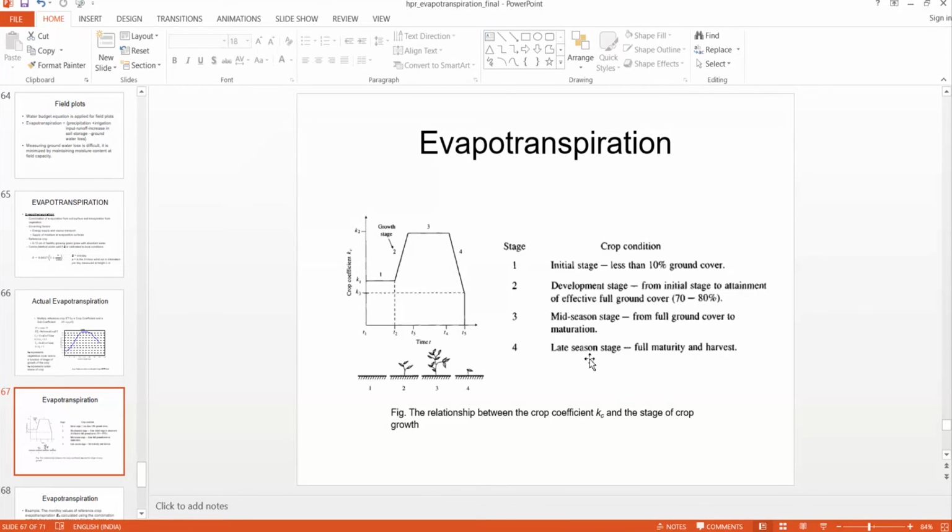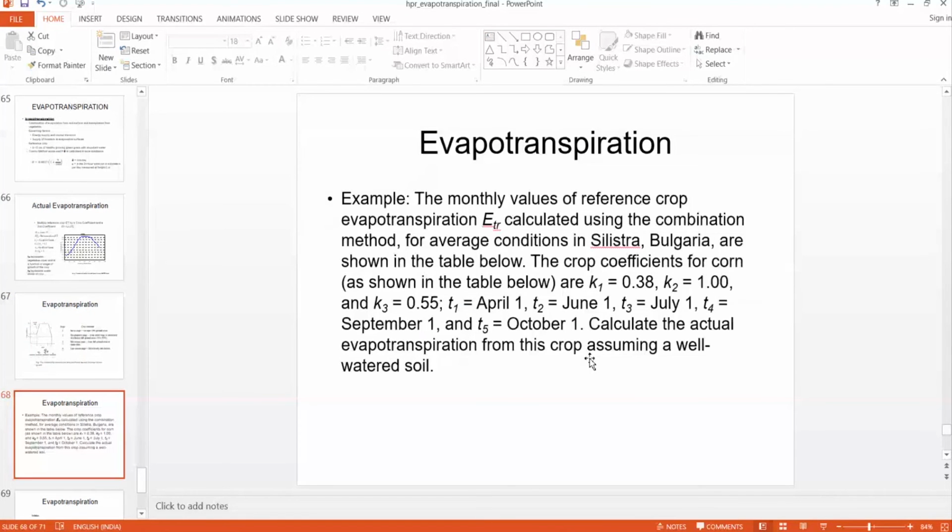So we can calculate the water requirement during different stages of a crop using this guideline. So there is an example. The monthly values of reference crop ETR are given by combination method for average conditions in Silistra, Bulgaria, and the crop coefficients for corn as shown in the table.